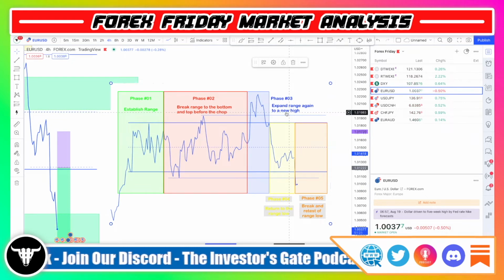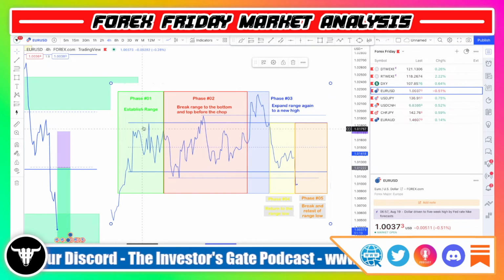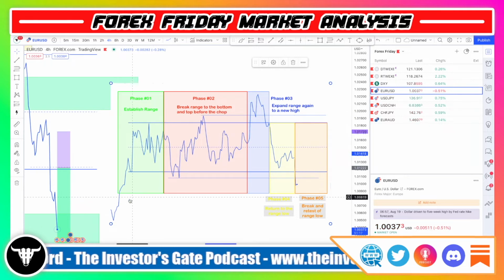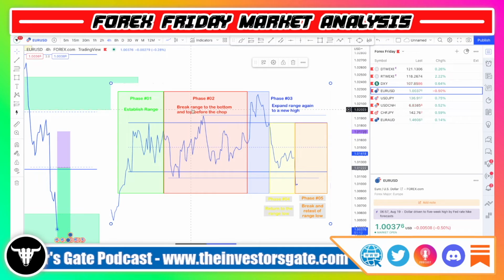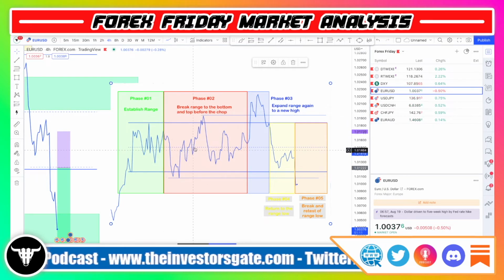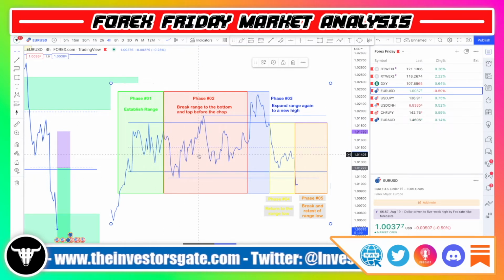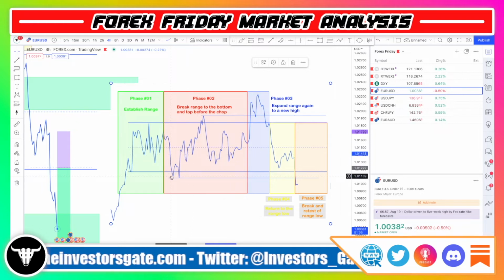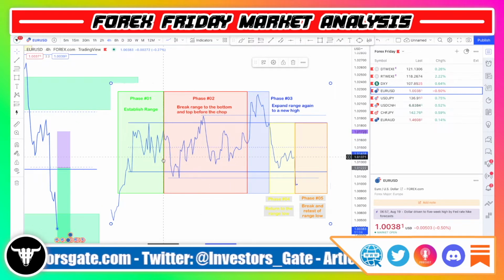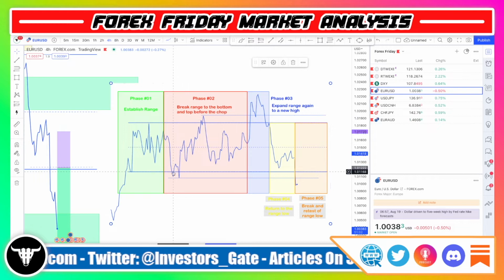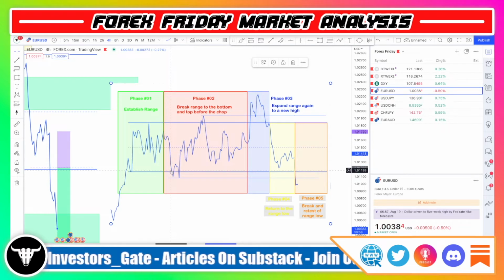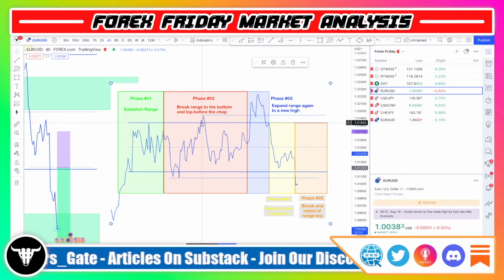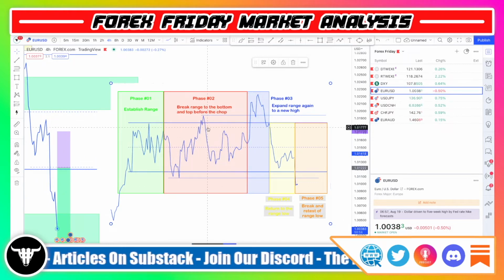Okay, so phase one, you establish a range. And that can be off of this impulse right here. So you establish a range, you got a low, you got a high, and then you break the range at both the top and the bottom. Doesn't necessarily matter which order, but in this case it was the bottom and then the top. So you expand the range. And this is a way to pull liquidity, kind of trick retail traders into hopping in on the downside and then tricking them to hop in on the upside.